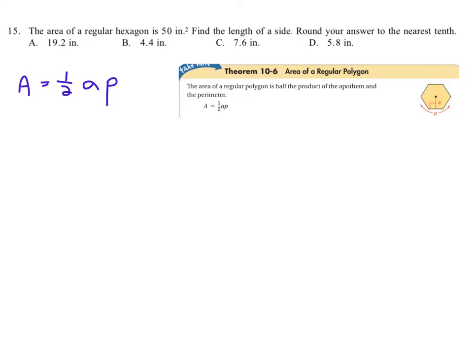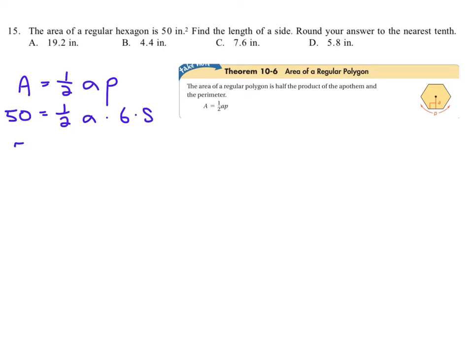One, we know that the perimeter is really equal to the length of a side times the number of sides. Okay, there are 6 sides, so I'm going to put a 6 there, times whatever the side length is on each one. So that's an S. And I can write in 50 because they gave us the area is 50. Okay, so we have all these pieces of information.